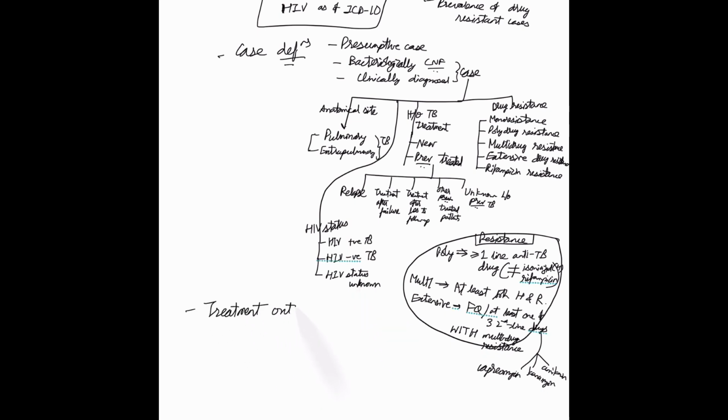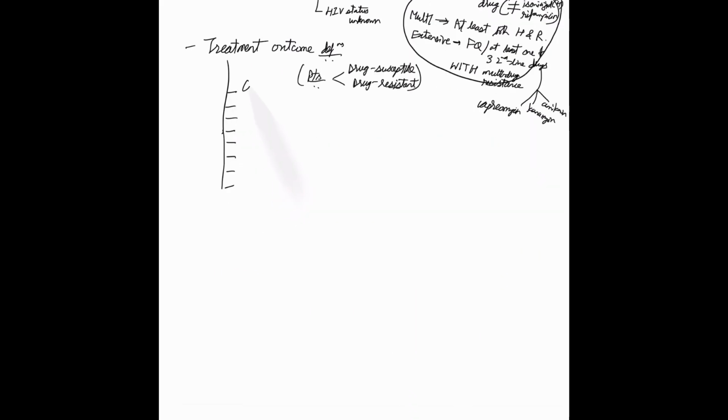Then we have the definitions of the various treatment outcomes, in which patients are categorized broadly into drug susceptible and drug resistant cases. So we have cured cases, treatment completed, treatment failed, treatment success, lost to follow up, died, not evaluated, and cohort cases.